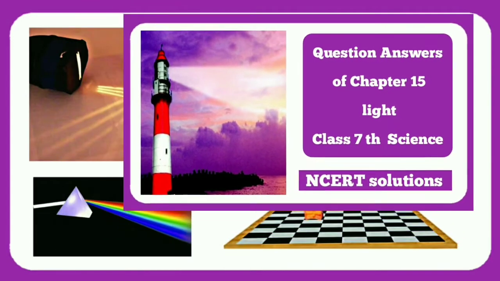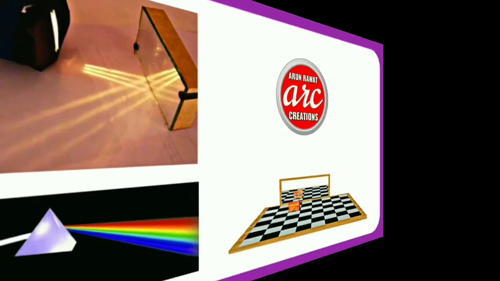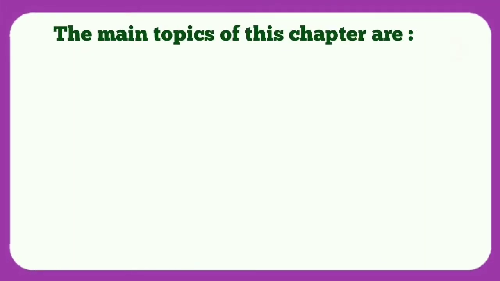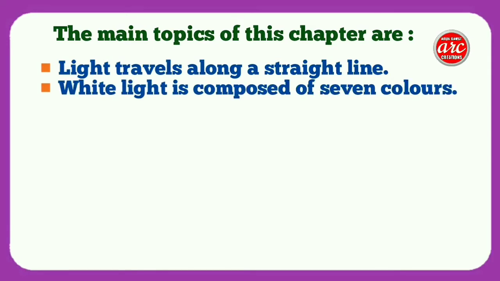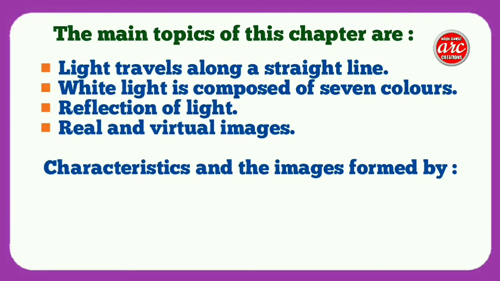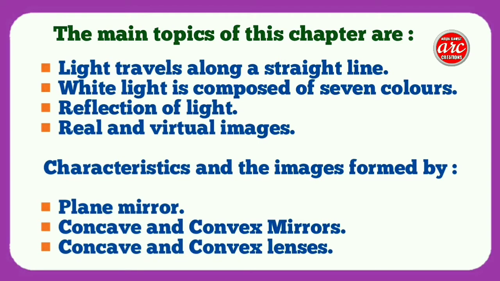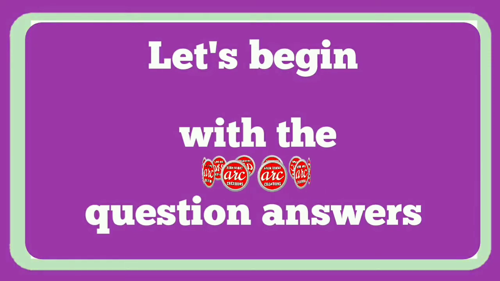Today we are going to do question answers of chapter 15 Light, class 7th Science. The main topics of this chapter are light travel along a straight line, white light is composed of 7 colors, reflection of light, real and virtual images, characteristics and the images formed by plane mirror, concave and convex mirror, concave and convex lenses. Most of these topics are covered in the question answer section, so let's begin with the question answers.